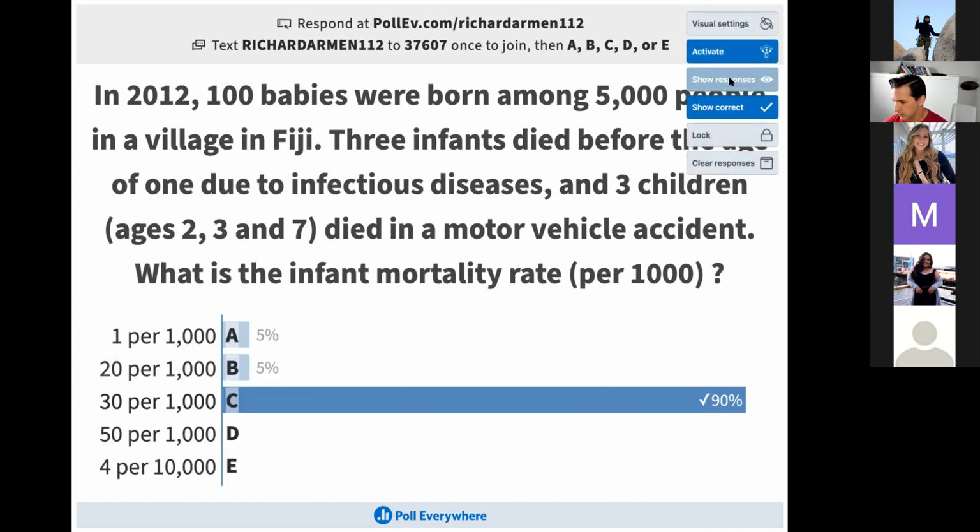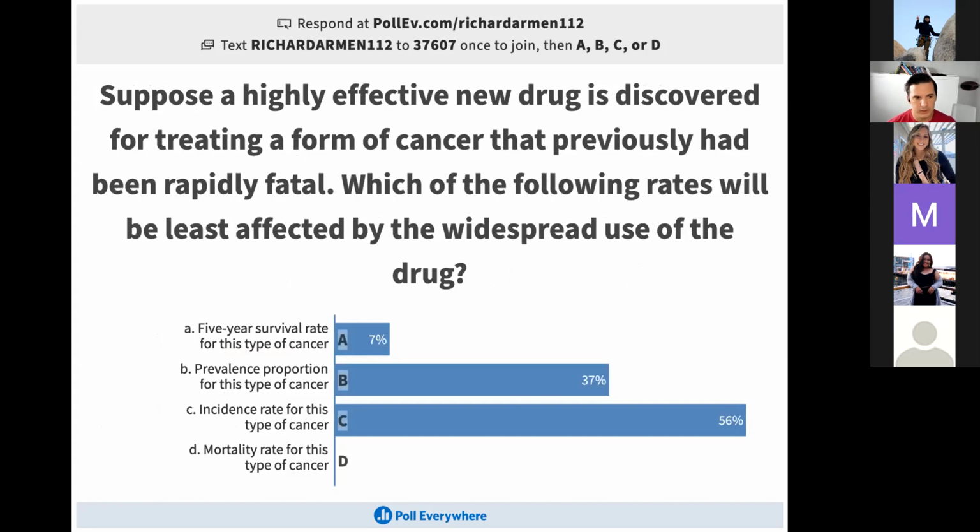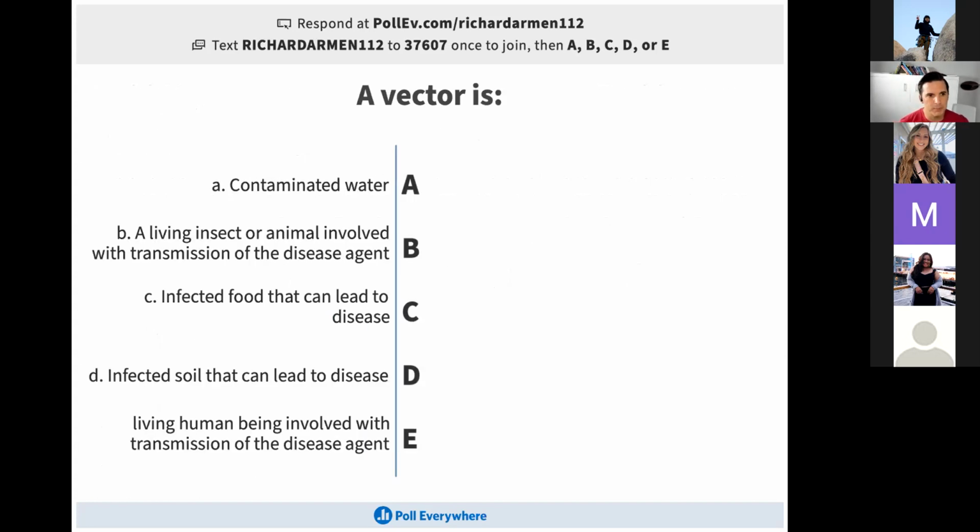So C, most people got the correct answer. So the answer would be 3. So there were 3 infants that died before the age of 1. It does say 3 children, 2, 3, and 7 died, but they were over the age of 1, so they don't count in this calculation. So 3 divided by that 100 babies who were born would be 0.03, and then you multiply that by 1,000, and that gives you 30, infant mortality rate of 30 per 1,000. So make sure you're comfortable with that.